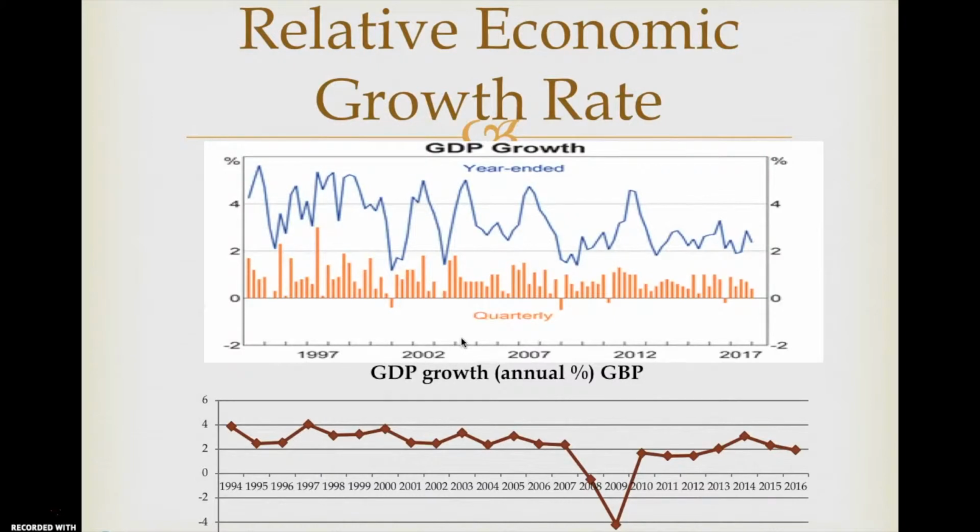The first topic I'm going to talk about is relative economic growth rate. By looking at the historical GDP growth rate for both countries, it is clear that Australia got a higher growth rate during the past. The chart indicates most of the time the growth rate for Australia is above 3%, while the UK is below 3%. And recently, Australia's growth rate is about 2.5%, which is higher than 2.0% for the UK. Hence, Australia got a higher growth rate than the UK.